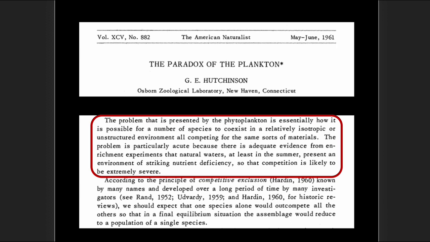He writes, "The problem that is presented by the phytoplankton is essentially how it is possible for a number of species to coexist in a relatively isotropic or unstructured environment, all competing for the same sorts of materials. The problem is particularly acute because there is adequate evidence from enrichment experiments that natural waters, at least in the summer, present an environment of striking nutrient deficiency, so the competition is likely to be extremely severe." Okay, so problems in 1961, but we're just getting warmed up here.